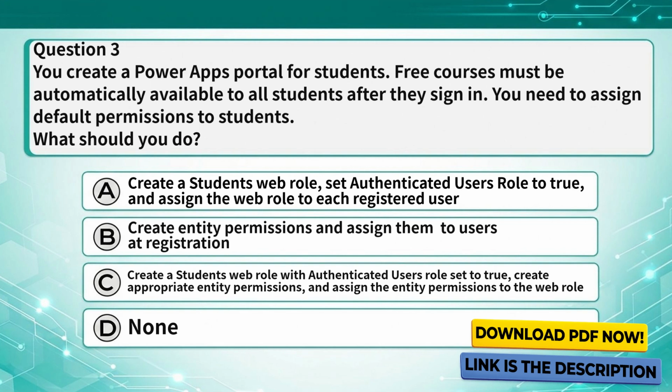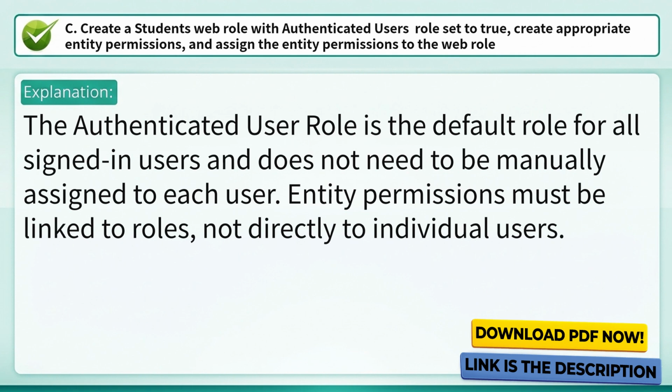Question 3. You create a Power Apps portal for students. Free courses must be automatically available to all students after they sign in. You need to assign default permissions to students. What should you do? A. Create a student's web role. Set authenticated user's role to true and assign the web role to each registered user. B. Create entity permissions and assign them to users at registration. C. Create a student's web role with authenticated user's role set to true, create appropriate entity permissions, and assign the entity permissions to the web role. D. None. Correct answer: C.